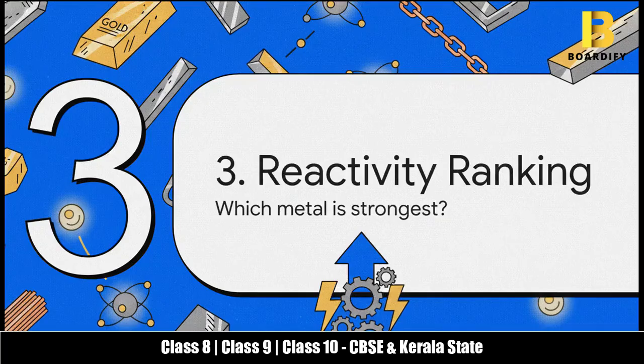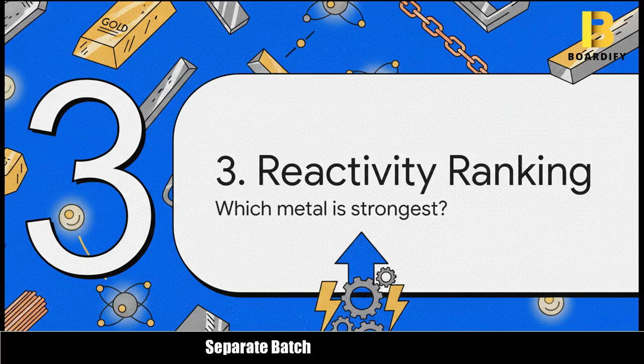Okay, so we know metals are givers. They give away electrons. The obvious next question is, which ones are the most generous? Which metals give them away the easiest? That's where the reactivity series comes in. It's basically a power ranking for metals.